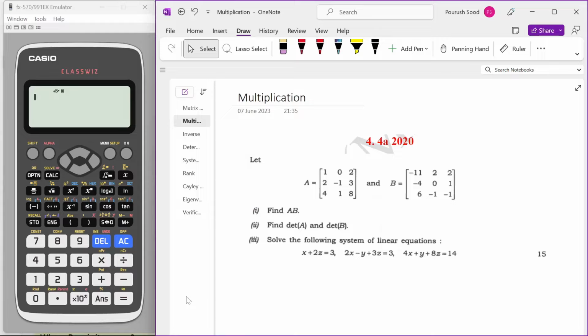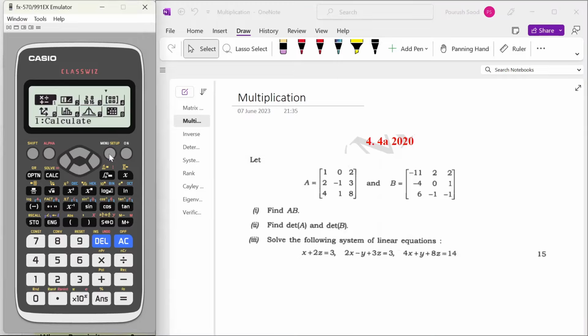So first let's look at multiplication. To enter the matrix mode of the calculator, firstly we need to go to the menu, and then we need to go to the matrix mode, which is number 4. So here it will ask you to define matrices.